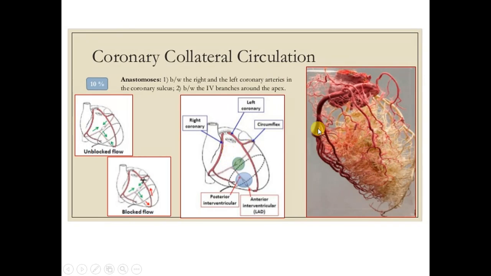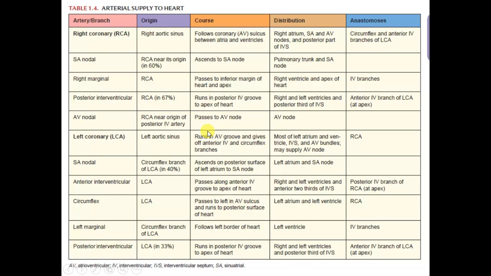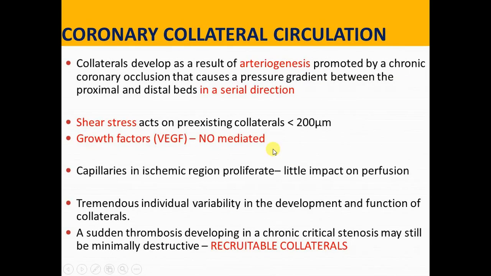Coronary collateral circulation means anastomosis between the right and left coronary arteries in the coronary sulcus, between the interventricular branches around the apex. So this is called the collateral circulation of the heart, anastomosis, 10%. This table is given in the KLM, showing the right coronary, nodal, then right marginal branches, their origin, course, distribution, and anastomosis. So this can be seen in the KLM by the students.